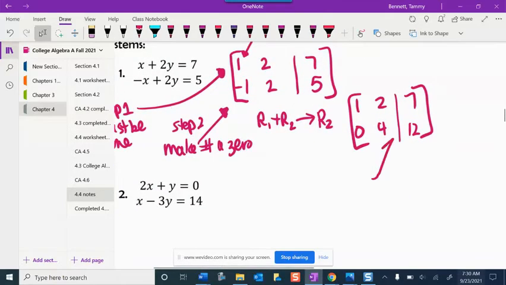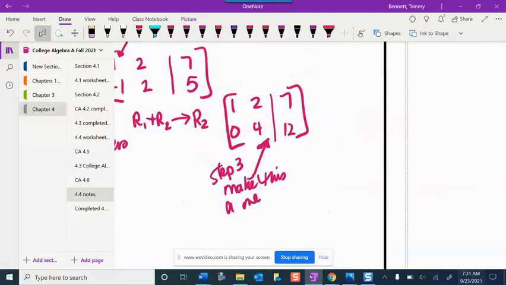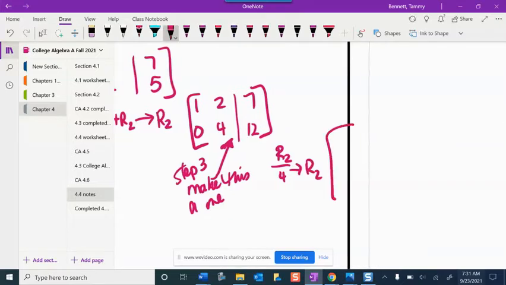Step 3, make that 4 a 1. We're going to do that by dividing that by 4. So we're going to take row 2 divided by 4 becomes row 2. Leave the first row the same, 1, 2, 7, and then this becomes 0, 1, and 3.